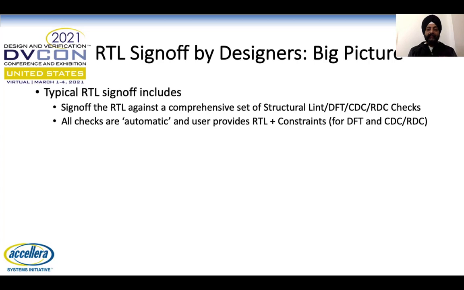If we look at the big picture now, typical RTL sign-off includes signing off your RTL against a comprehensive set of lint, DFT, CDC, and RDC checks. All the checks are automatic, and the user just provides mainly the RTL and constraints when it comes to DFT and CDC, RDC checks. But all this is structural in nature mostly. So that's what we call here automatic structural checks.